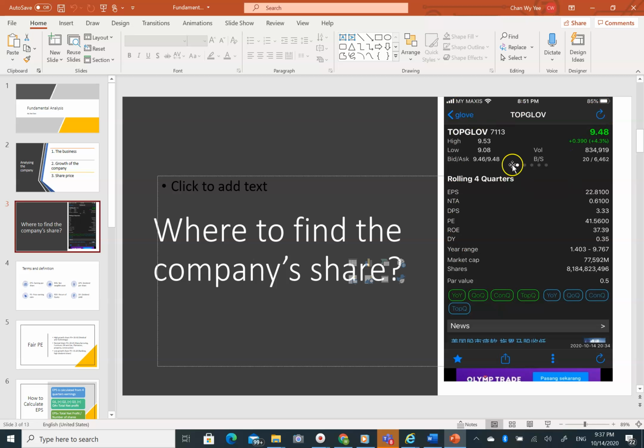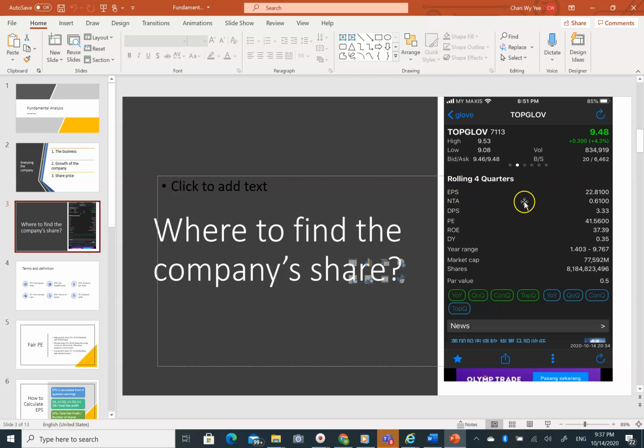This is taken out from the app. We can take a look here. This is Top Glove 7113, which is now 9 ringgit 48 cents. If you can see, there are several important terms here. EPS stands for earnings per share.